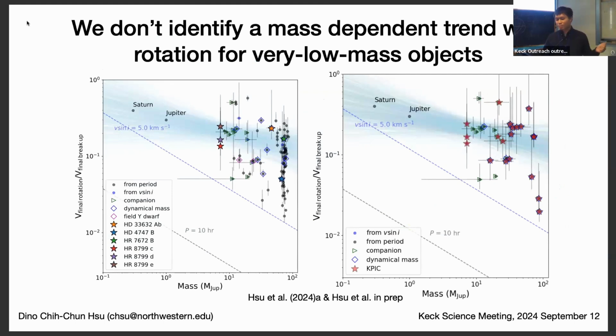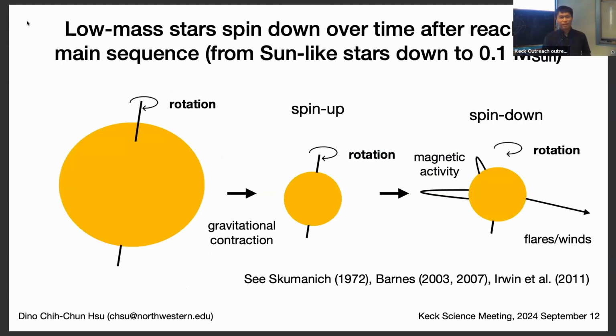So this is a non-detection, but we're thinking maybe there's a mass dependency in terms of the spin. But unfortunately, we did not see it. This is the fractional breakup velocity versus different masses that KPIC is sensitive to, plus some of the free-floating low-mass, ground-based measurements. And we don't see a clear trend in terms of the rotation. So I'm going to skip this because there are some other real features that we're seeing here.